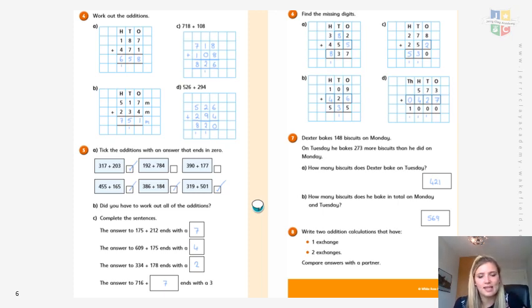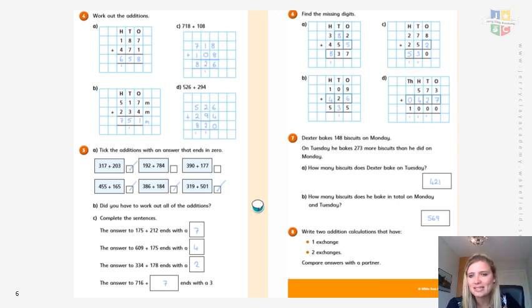Complete the sentences. The answer to 175 add 212 ends in a 7. So you would need to think, well, if I look at my ones column, if I add the numbers in my ones column together, so it would be 5 and 2, I would know that would equal 7, so I know my answer would end in a 7. So have a look at those for the following to see if you've got those right. If you have, brilliant, well done.